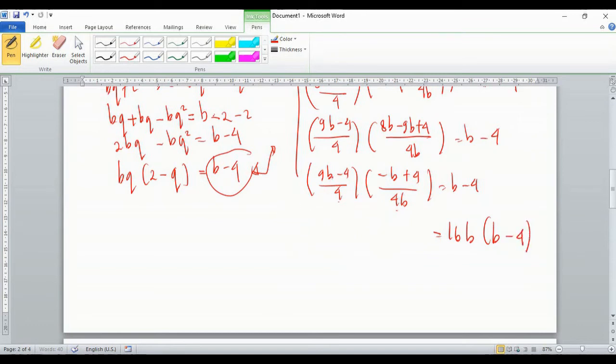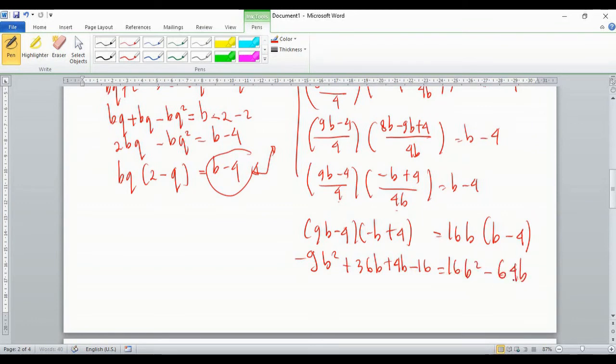So from here, 9b, they just left 9b minus 4 times minus b plus 4, everyone. So you just need minus 9b squared plus 36b plus 4b minus 16. This one is equal with 16b squared minus 64b. Okay, so let me simplify this one first. 40b minus 16 is equal with 16b squared minus 64b.